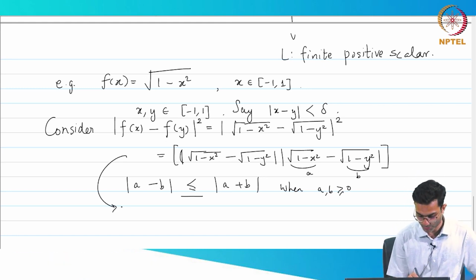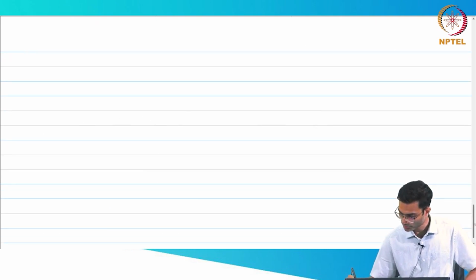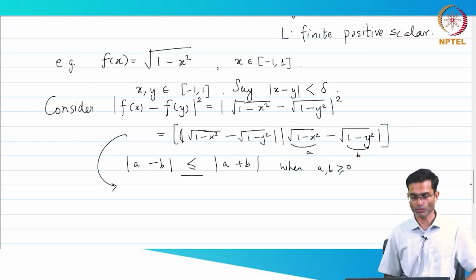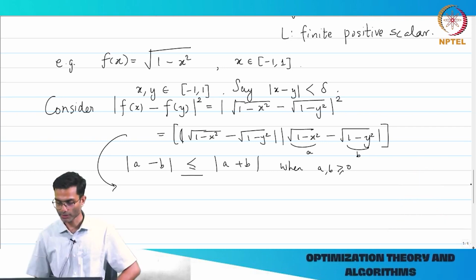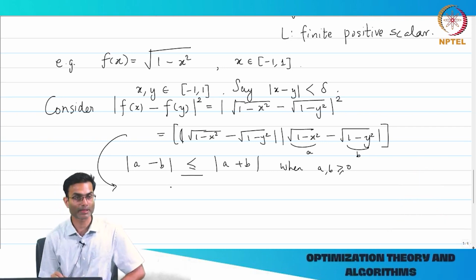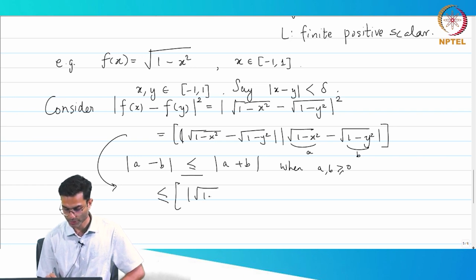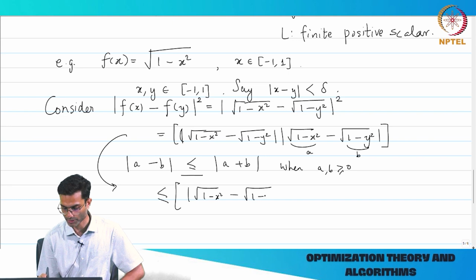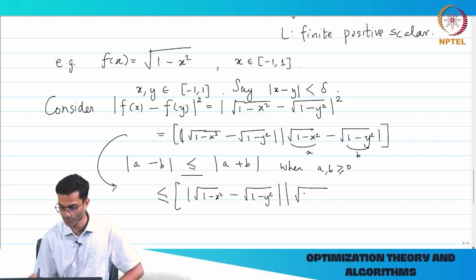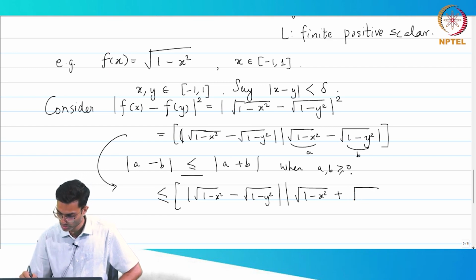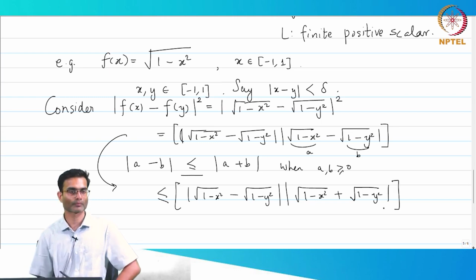So, what happens over here then? Currently I have equality, right? Then this expression should be less than or equal to, or greater than or equal to. I am going to use this inequality over here, less than or equal to. I am going to replace this by, this remains over here, root of 1 minus x squared minus root of 1 minus y squared, right? And this becomes root of 1 minus x squared plus root of 1 minus y squared, right?